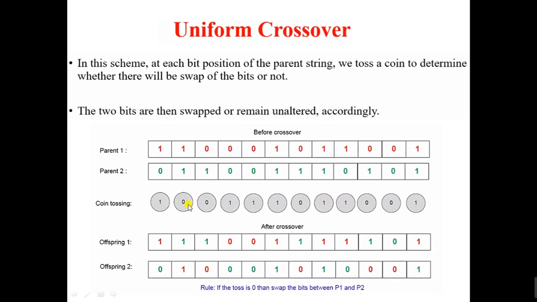When I get a toss of 0, offspring 1 contains the genes of parent 2 and offspring 2 contains the genes of parent 1. Similarly, the third one is also 0. That means offspring 1 takes the gene value of parent 2, and offspring 2 takes the gene value of parent 1. Here I get the value 1, so there is no modification in the crossover. This is the method of uniform crossover.